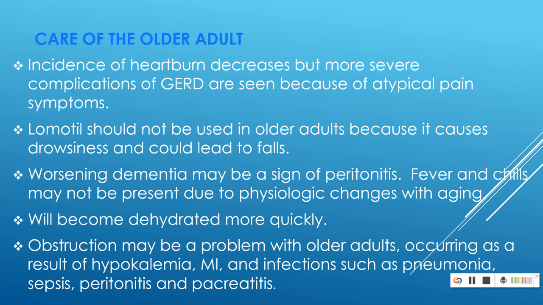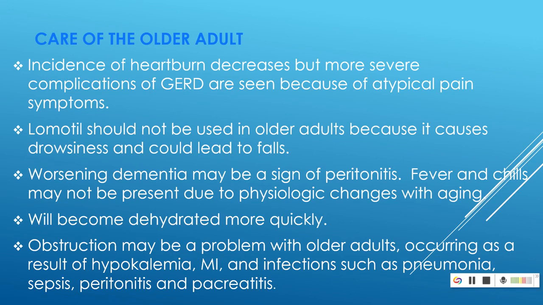We already said Lomotil should not be used in older adults because it causes drowsiness, and then that drowsiness can lead to falls. Worsening dementia may be a sign of peritonitis in an older adult. Why? It's an inflammatory process, an infectious inflammatory process. Their immune system does not react as quick as someone younger. So their problem may be going on longer before they show any symptoms, so they could be having more of a decreased blood pressure, decreased perfusion, and that would be what causes their level of consciousness change.